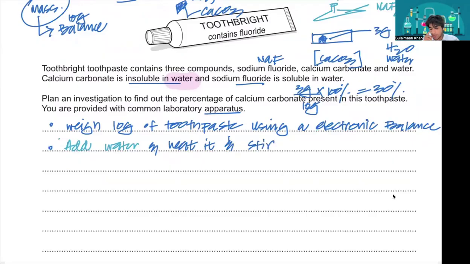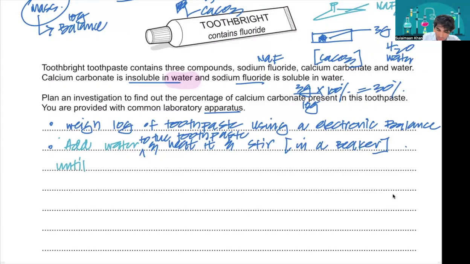Why would you do that? Add water to the toothpaste, heat it and stir it, obviously in a beaker. So you have to mention the apparatus as you write the answer, right? And you keep on adding water and stirring and heating until you just see a lump left behind, until no more solid dissolves.